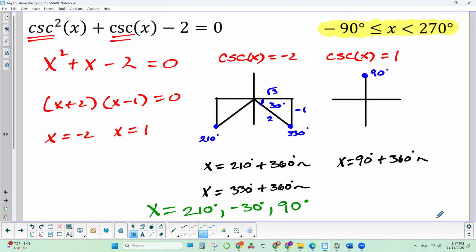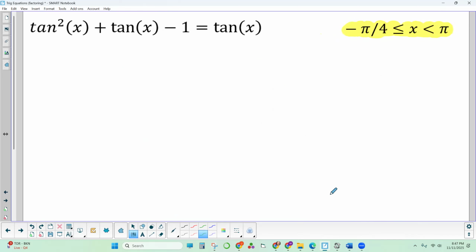Okay, and we're finished. All right, let's look at another example. This time our interval is back to radians. It is negative pi over 4 to pi. So we're looking for all the solutions between negative pi over 4 and pi. Now here, we've got tangent squared x plus tangent x minus 1 equals tangent x. So I'm going to move this tangent over to the other side.